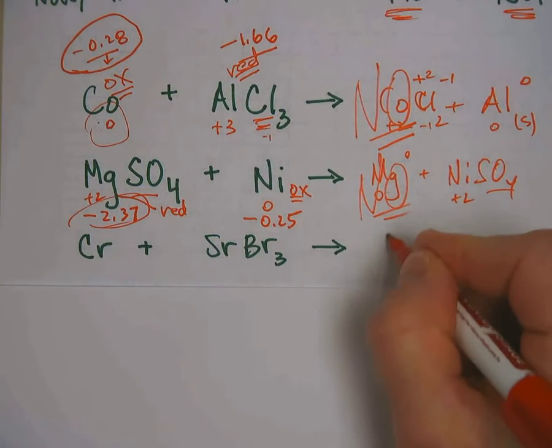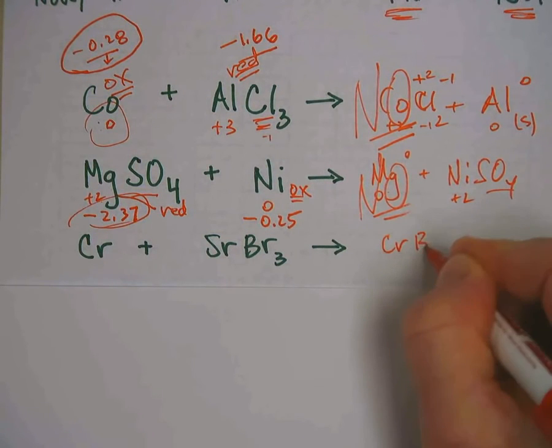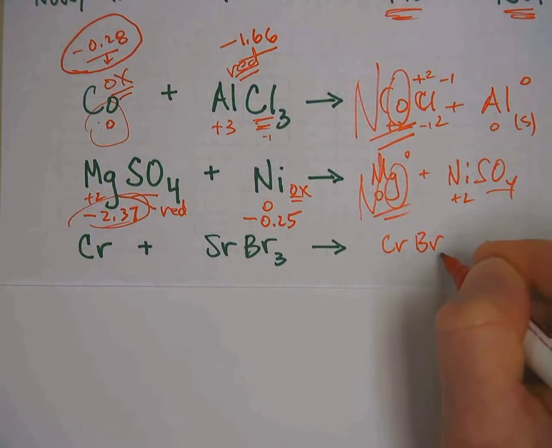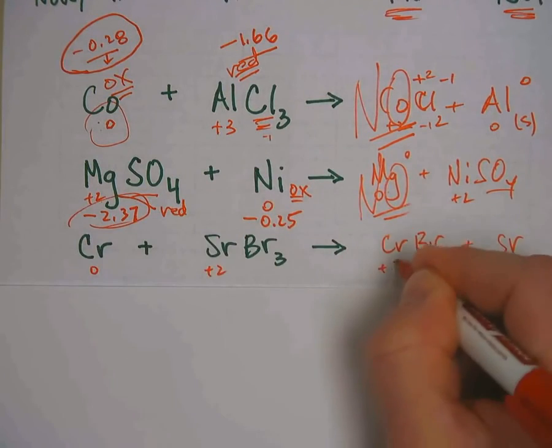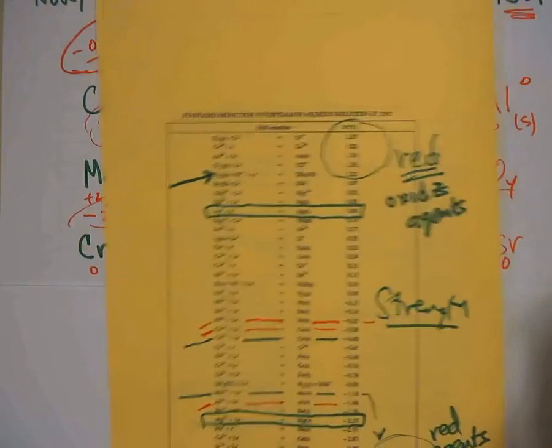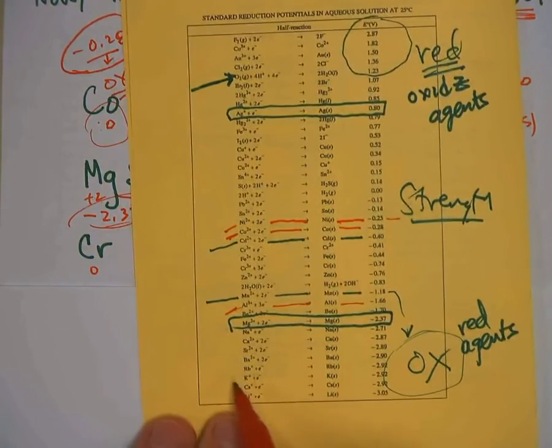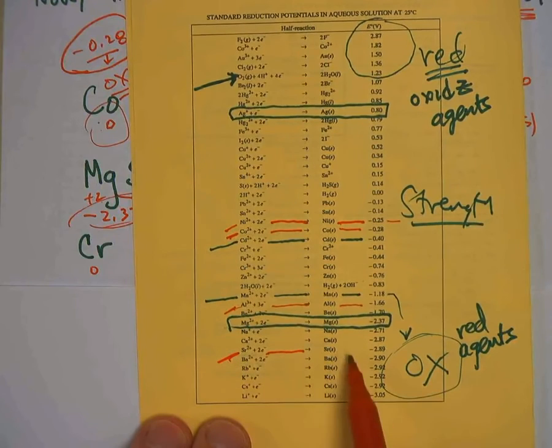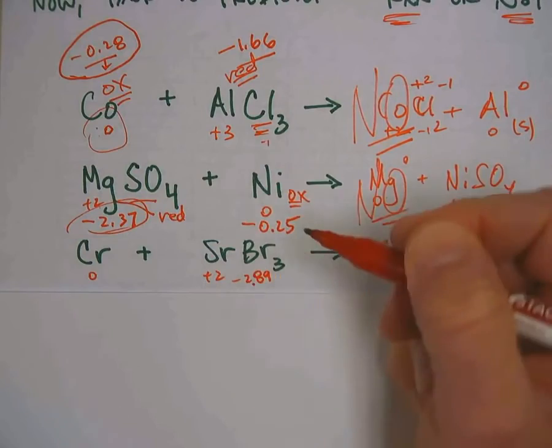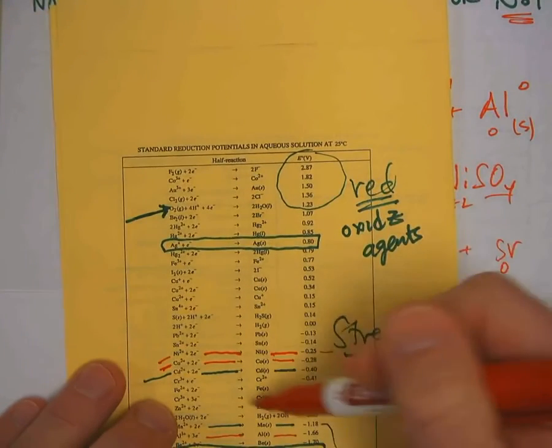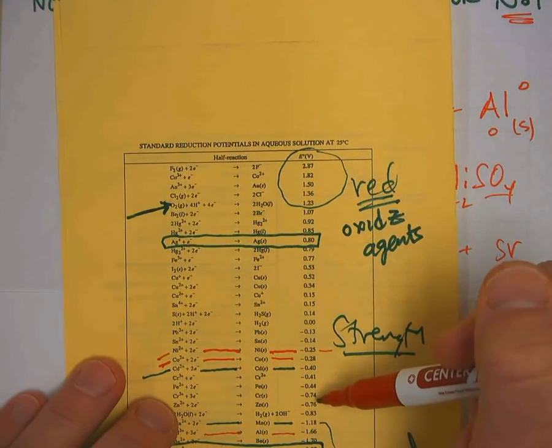Okay, in this one, chromium would go together with bromine, and it would probably become chromium bromide, probably 3, because chromium likes plus 3. Strontium would go over here, and it would be 0. Assigning charges, it goes from positive 2 to 0. Chromium's 0 here to positive 3. Looking on the chart, strontium's way down here at the bottom, it is negative 2.89. And then chromium is right here, negative 0.74.